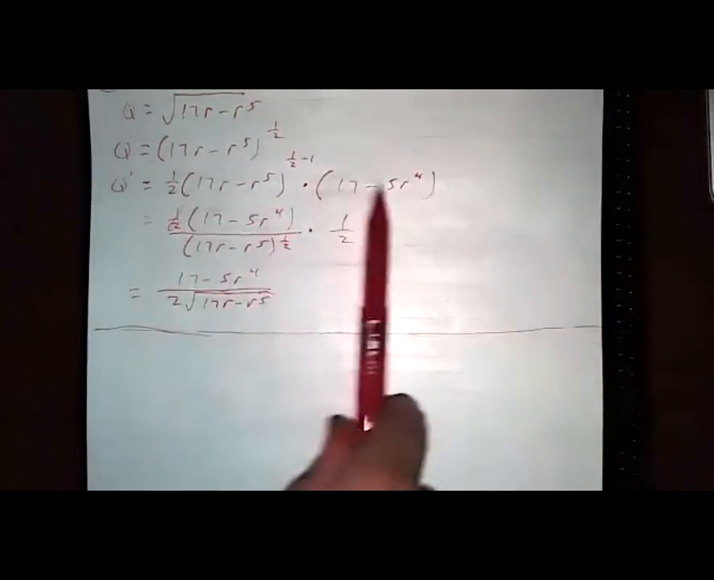Would it be easier to visualize it as 1/2 times 17r minus r to the fifth to the 1/2, or 1 over 2 square root of 17r minus r to the fifth? I mean, it's up to you guys. Whatever makes more sense to you, I think that's fine. You can think of it as the fraction flipping and doing a product. You can think of it as just 3 separate terms. It's up to you.